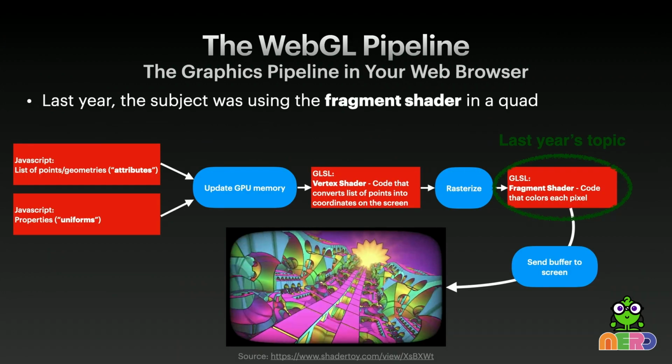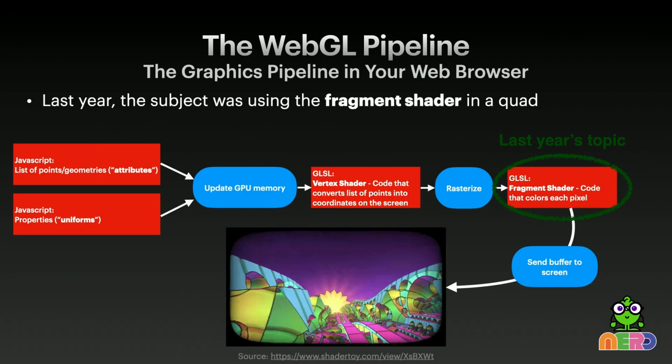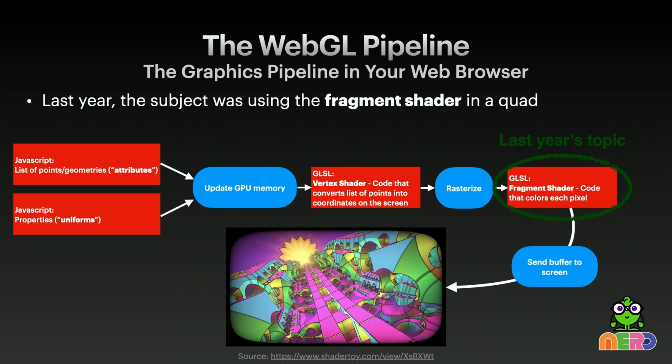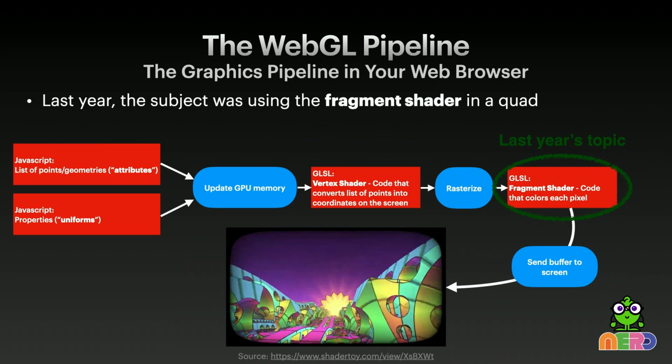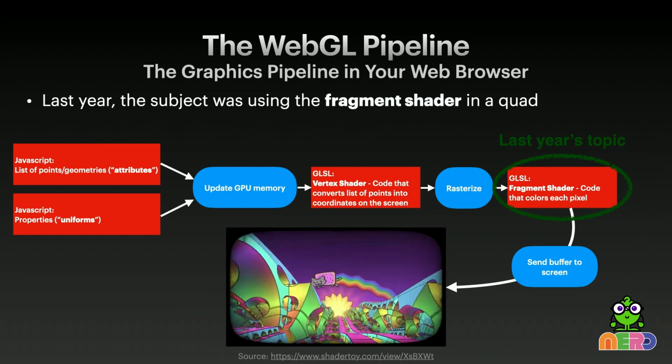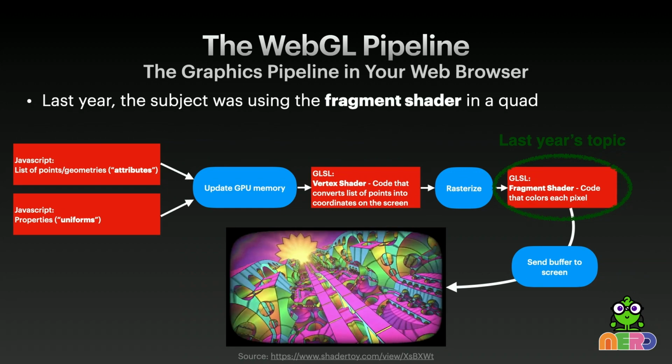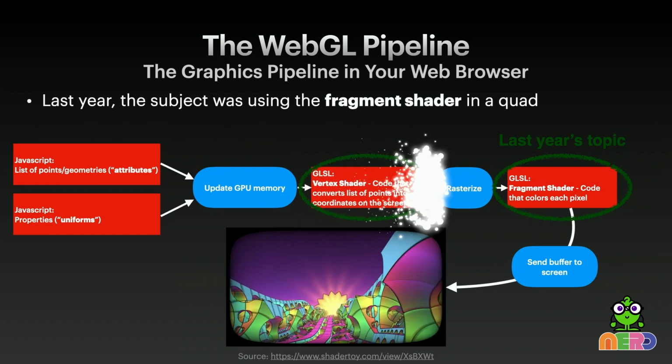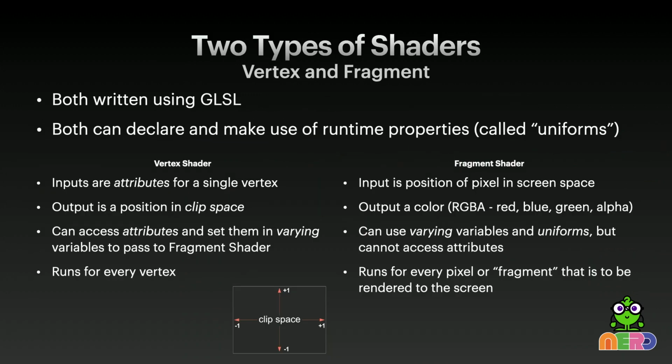This thing. So we have this idea that we are piping a bunch of attributes and properties into a vertex shader, which gives us a bunch of points, then the fragment shader gives us a bunch of pixels. We're just going to talk about these two things here.